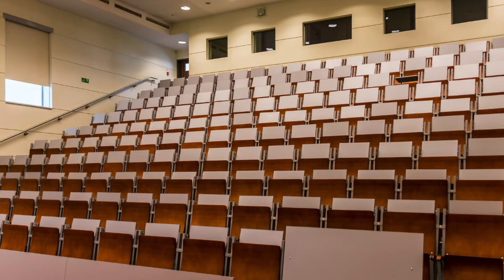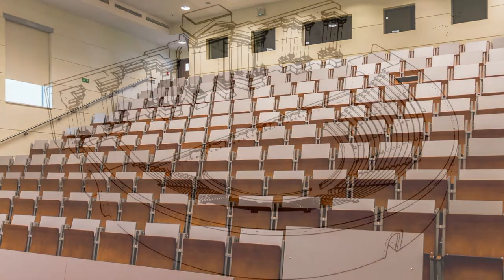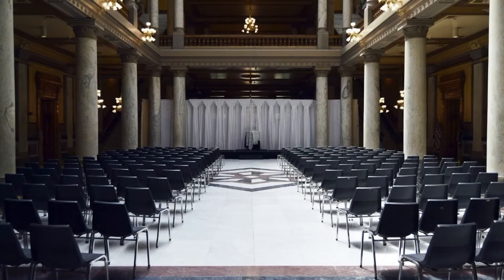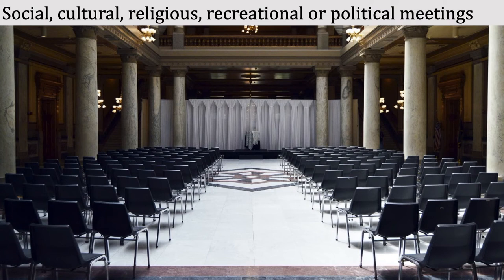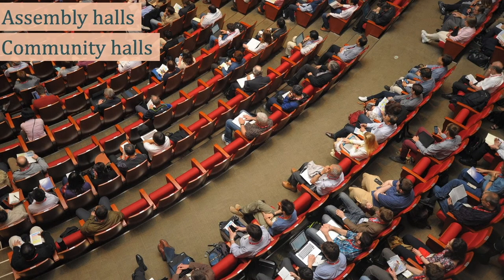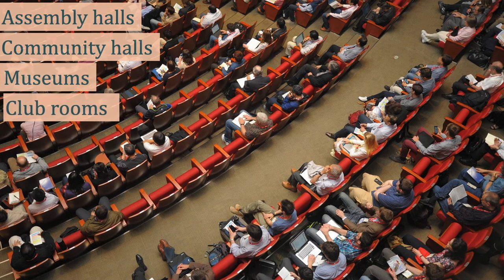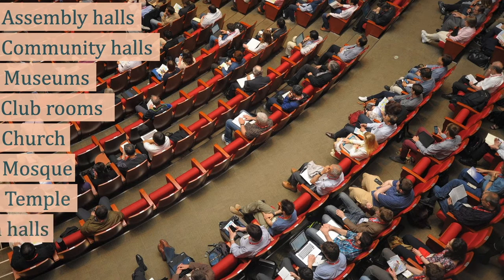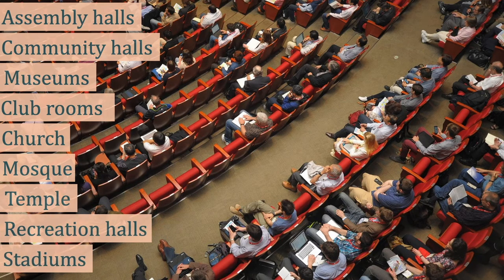Assembly buildings are relatively larger buildings. They accommodate a larger number of people for a stay of a relatively short period of time. They are occupied for social, cultural, religious, recreational, or political meetings. They include assembly halls, community halls, museums, club rooms, church, mosque, temple, recreational halls, and stadiums.